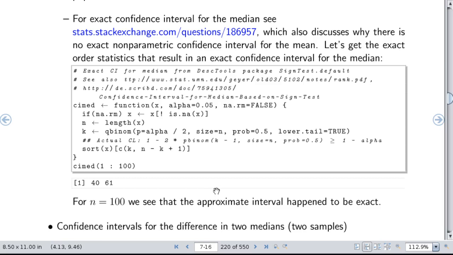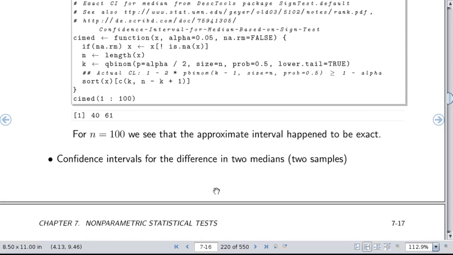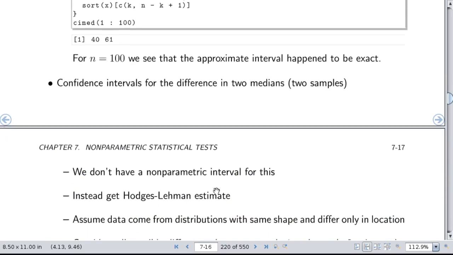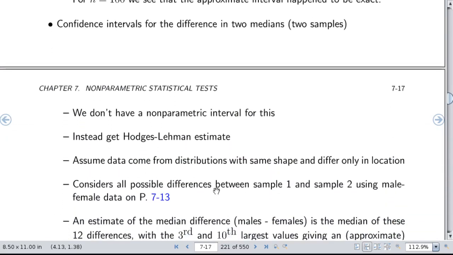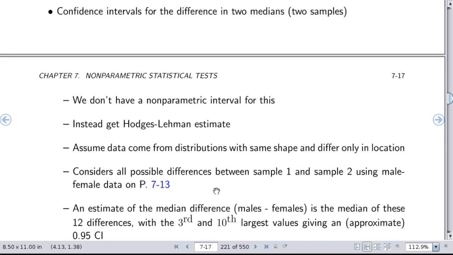And the median is a statistic that really lends itself to thinking nonparametrically. The mean doesn't share that property. There's no nonparametric confidence interval for the median. And the central limit theorem is not going to work well enough, often enough.